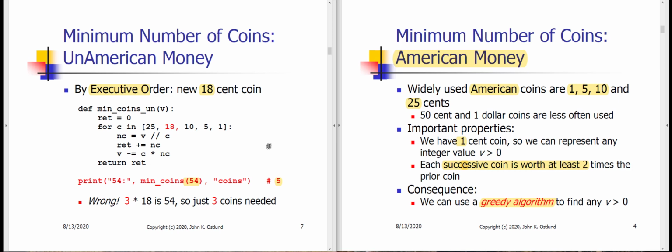But that's a wrong answer, because if we had not immediately subtracted quarters and we had been willing to wait and see what happens later, we would have discovered that the 18-cent piece only requires 3 coins to give us exactly 54 cents. Okay, so using 3 18-cent coins is going to be a smaller number of coins than using 2 quarters.